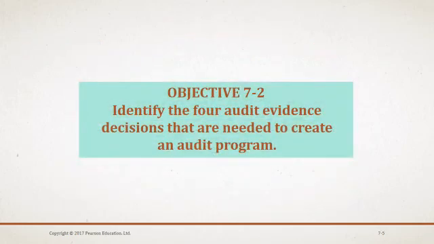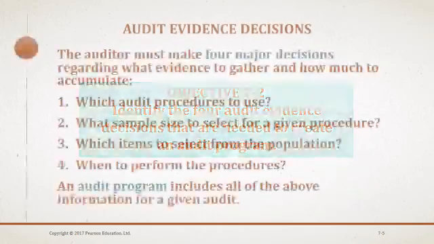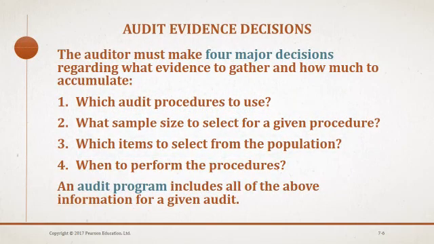Second, we identify the four audit evidence decisions. There are four of them, as follows. Number one, audit procedure, which is the detailed instruction that explains the audit evidence to be obtained during the audit. For example, for verification of cash disbursements, the auditor examines the cash disbursement journal.